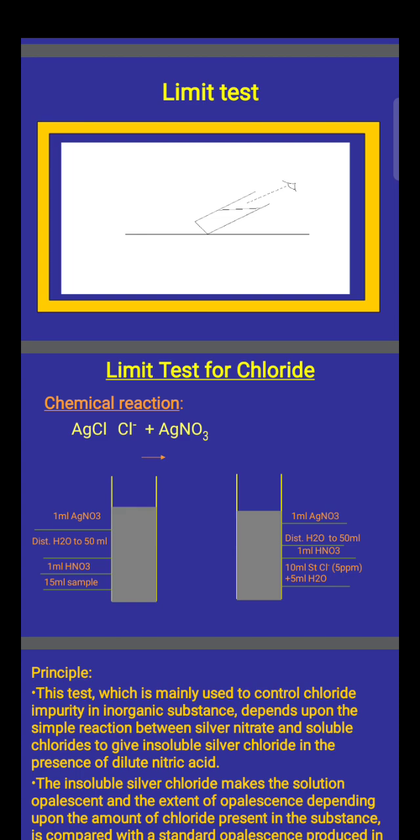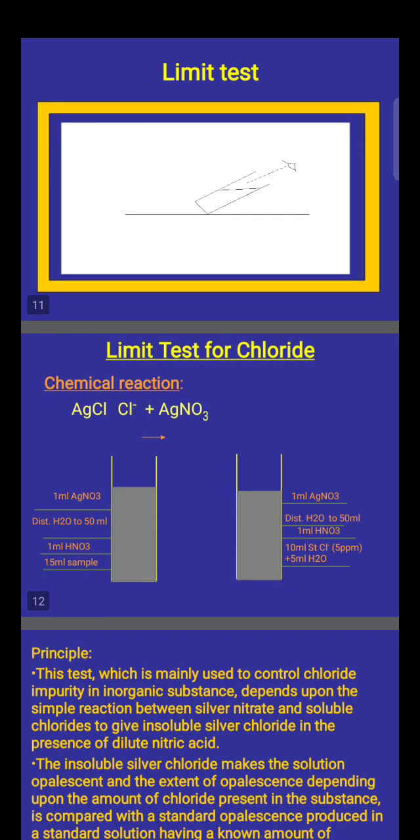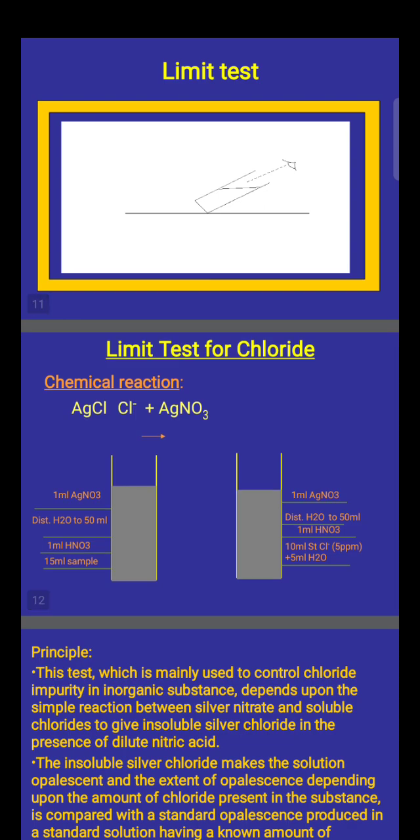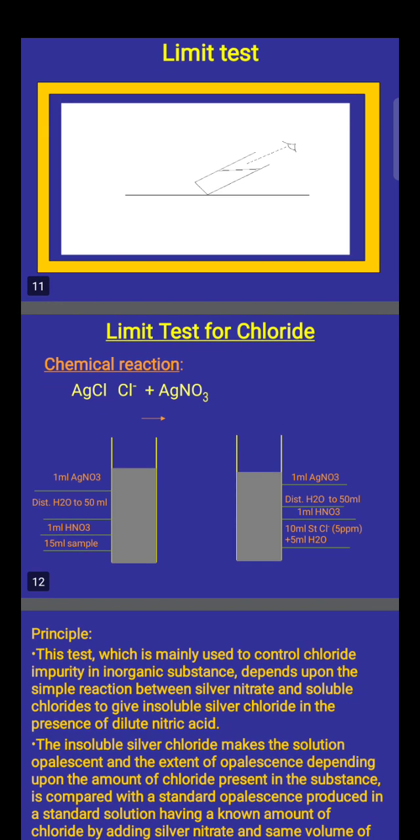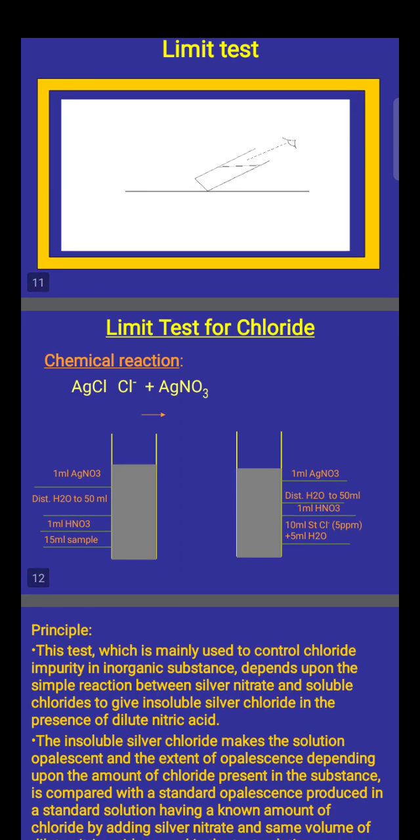So this is the general information regarding the limit test. In our syllabus, a total of 5 to 6 limit tests are given. We will see them one by one. As we have seen with impurities and their types: chloride, sulfate, iron, arsenic, heavy metals. All of these are included in impurities. If the concentration of these constituents is greater, it may cause contamination of our final product, and to avoid that contamination there is a need for the limit test.